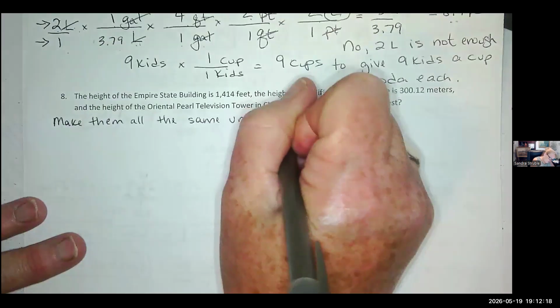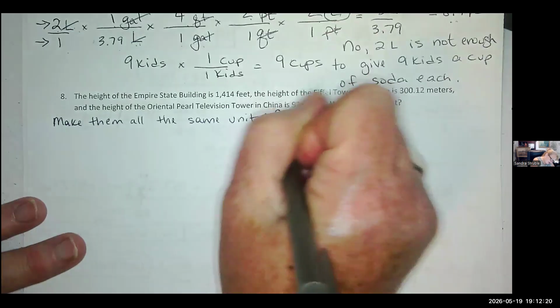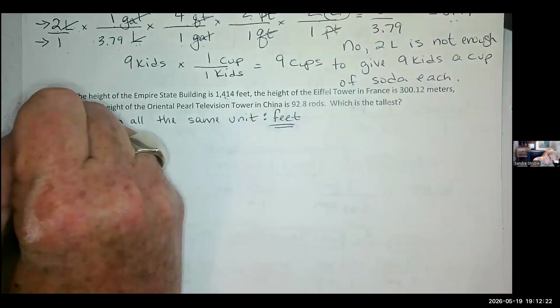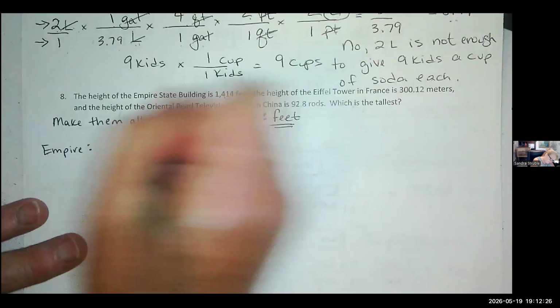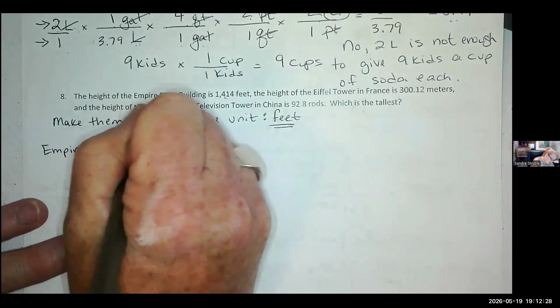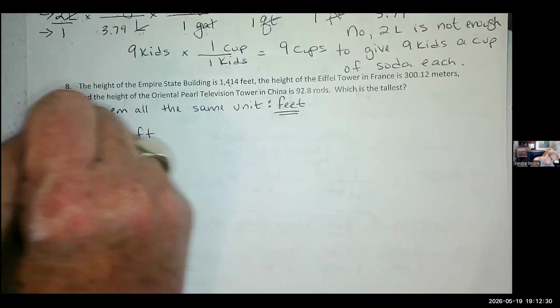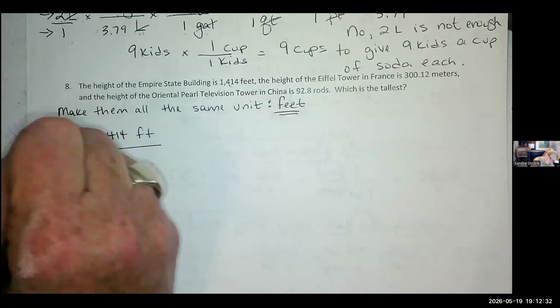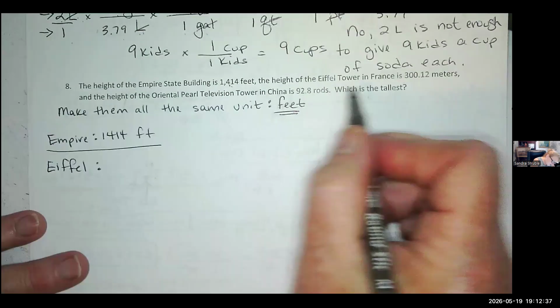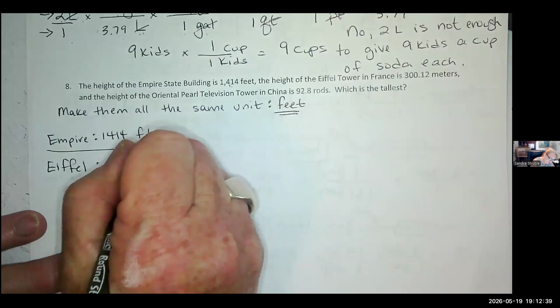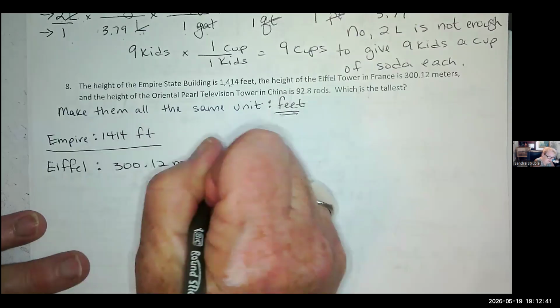I don't have to convert the Empire State Building because it's already in feet. It is 1,414 feet. The Eiffel Tower is 300.12 meters, and I need to convert it to feet. Let's see if we can figure out how to do that.